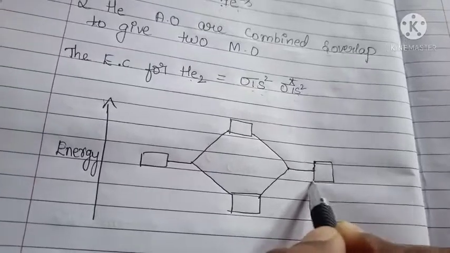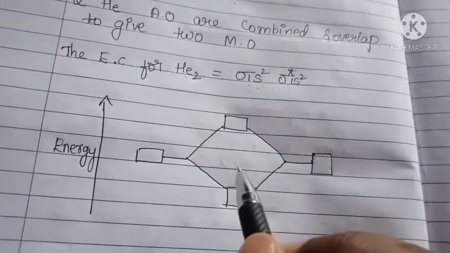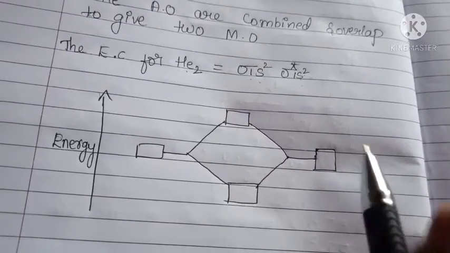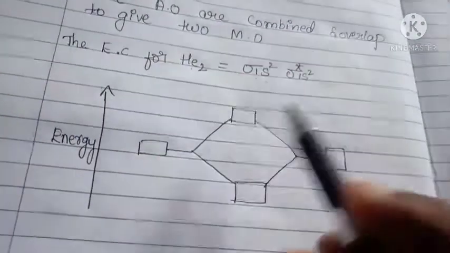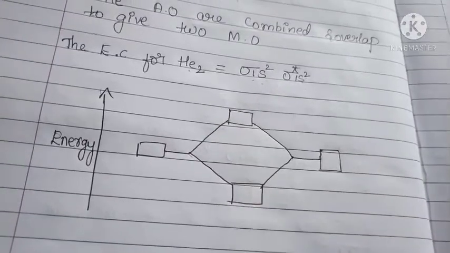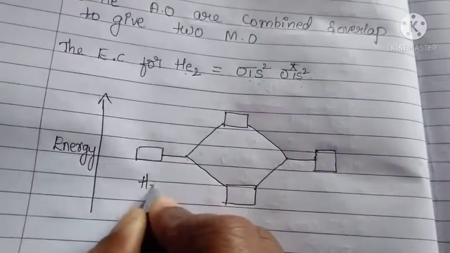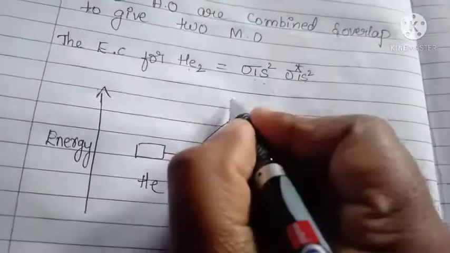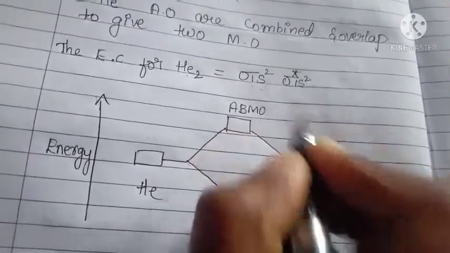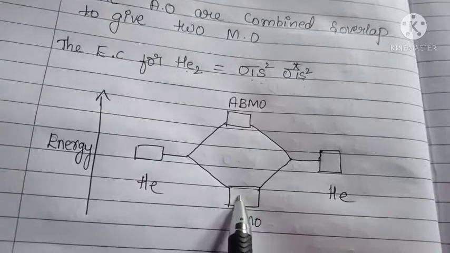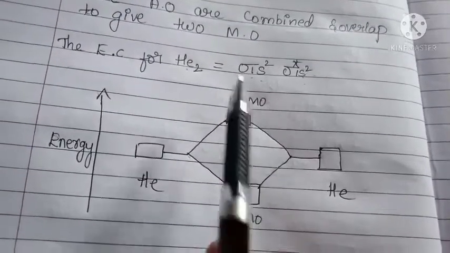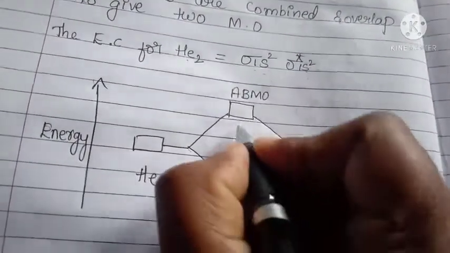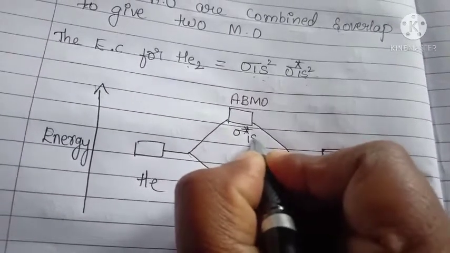And this is one of the atomic orbitals of helium. Here they are giving only 2 molecular orbitals. If there are more than 2 molecular orbitals, the energy level diagram will have additions. This is the helium atom, and this is the helium atom, and this is the bonding molecular orbital, and this is the ABMO. You have to observe, in the lower energy level we write the BMO, in the higher energy level we write the ABMO. This is sigma 1s, this is sigma star 1s.